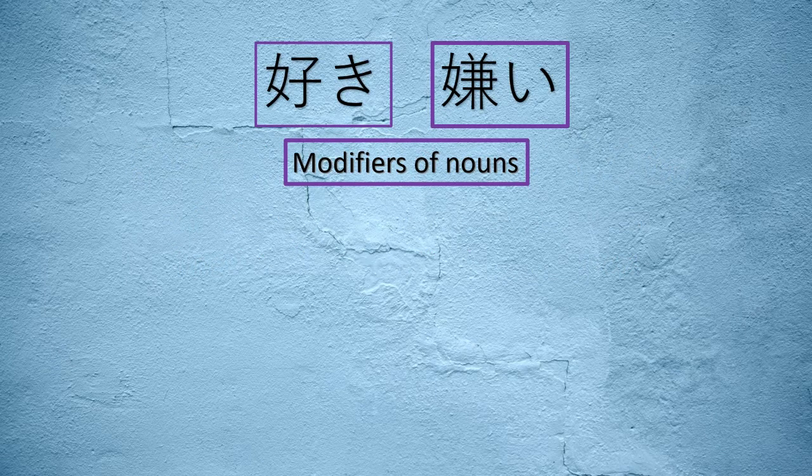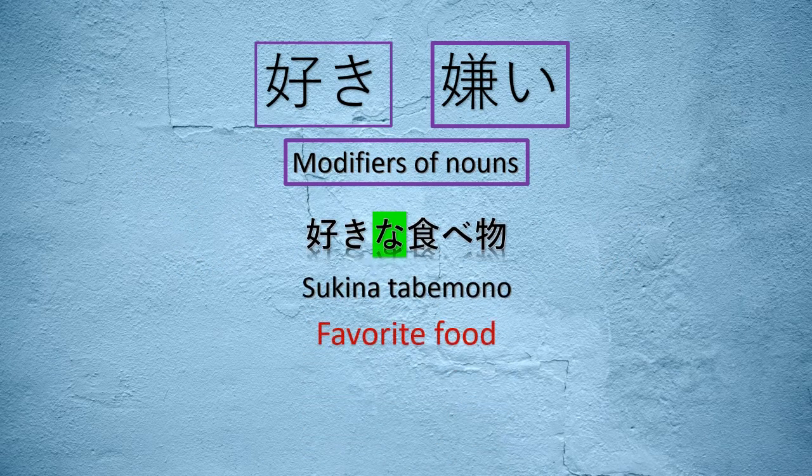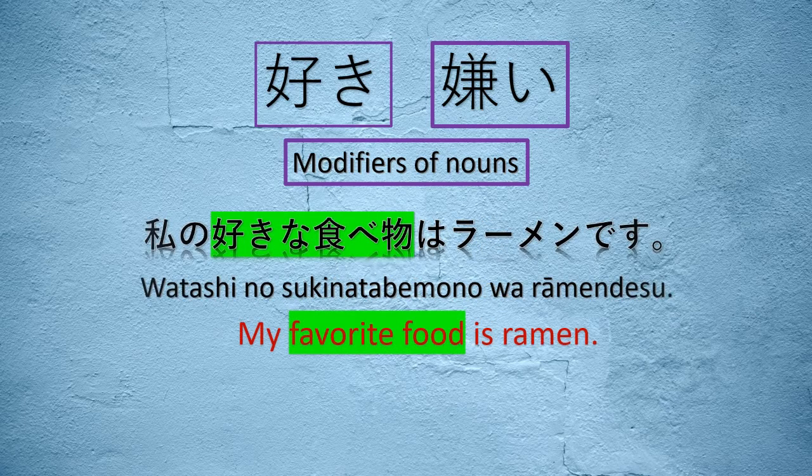Now we can use suki and kirai as modifiers of nouns. First, suki na tabemono, favorite food. Watashi no suki na tabemono wa ramen desu. My favorite food is ramen.